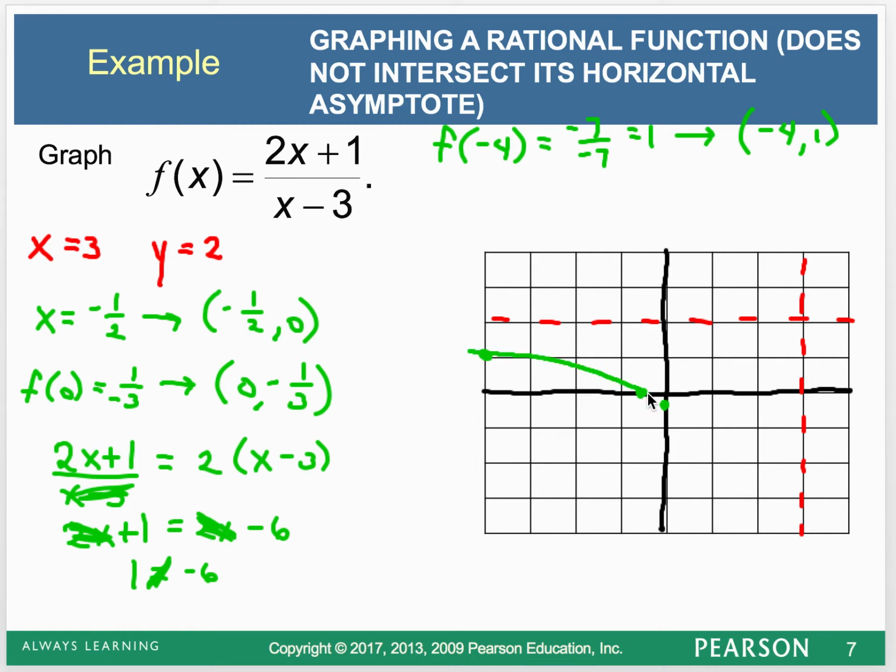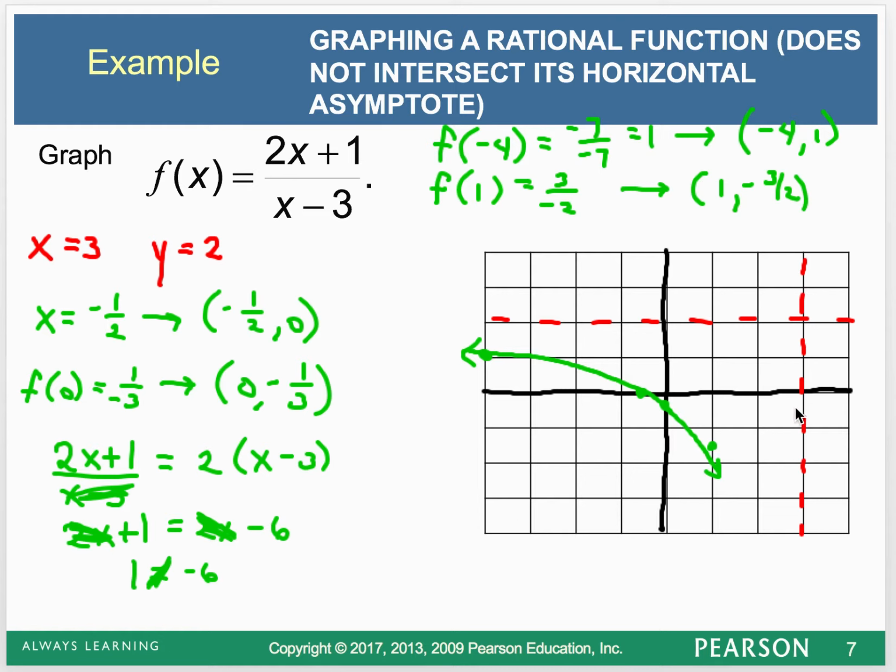Let's do, just to see where it's at, f of 1. Just to see, because this is a long way over. So 2 plus 1 is 3. 1 minus 3 is negative 2. So at 1, we're at negative 1.5. So negative 1.5, we're about right here. We're going to imagine that the graph went through that point.